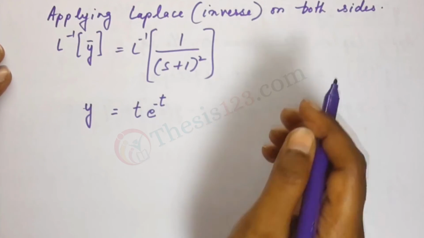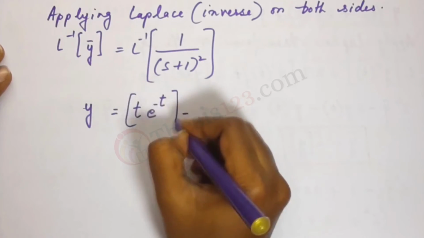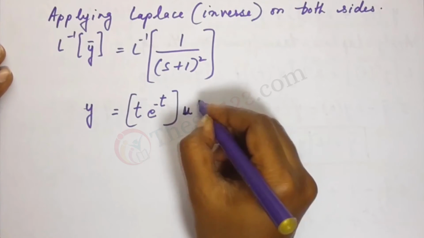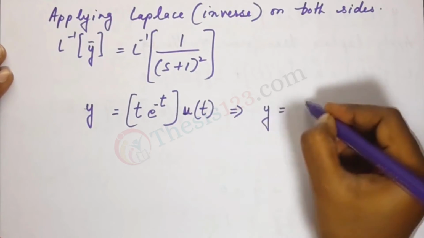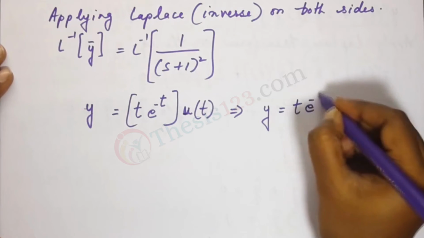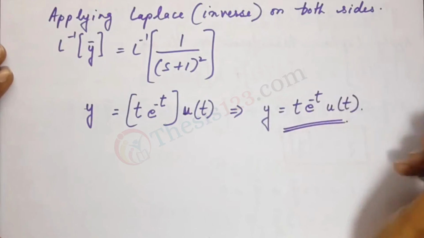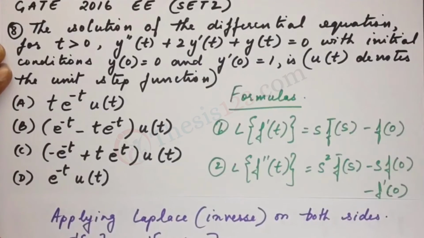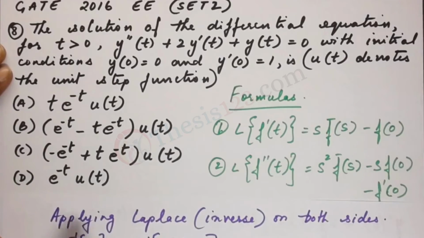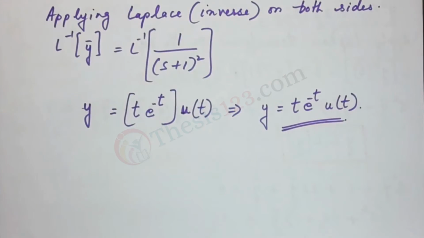Because the question talks about unit step function, we multiply this with u of t. This gives us the final answer of y is equal to t e power minus t u of t. This is the final answer, and let's take a look at which option it matches with. It matches with A. So A is the right answer here. I hope this has helped.